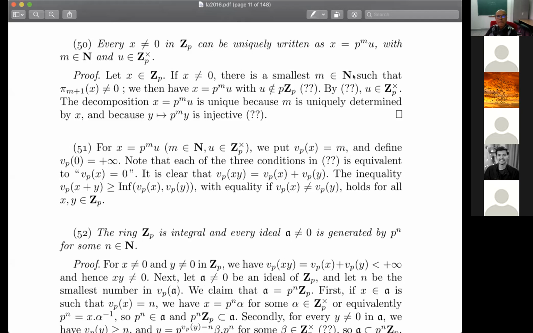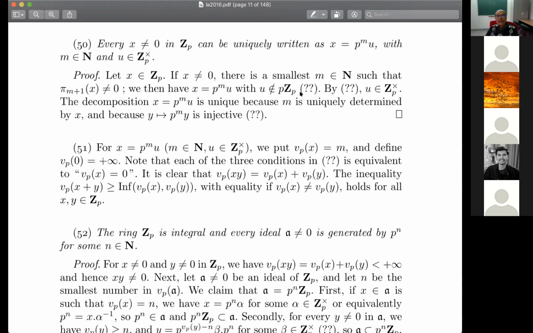It says that there has to be a smallest M such that, so X is not 0 means that, when you think of this X as X1, X2, X3, and so on, the Xi belonging to the ring Ai, then one of the Xi's is non-zero. And there has to be a first one which is non-zero, because X itself is non-zero. So take the smallest M such that pi M plus 1 of X is non-zero. And then we have X equal to P to the M U. This is what we have proved earlier.